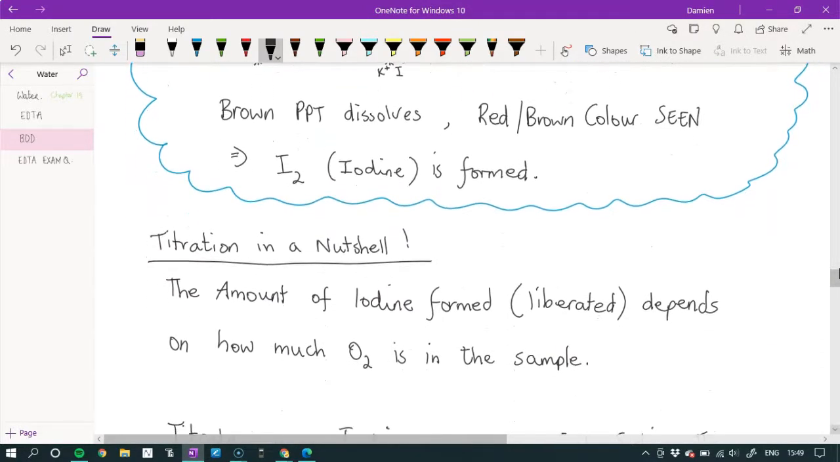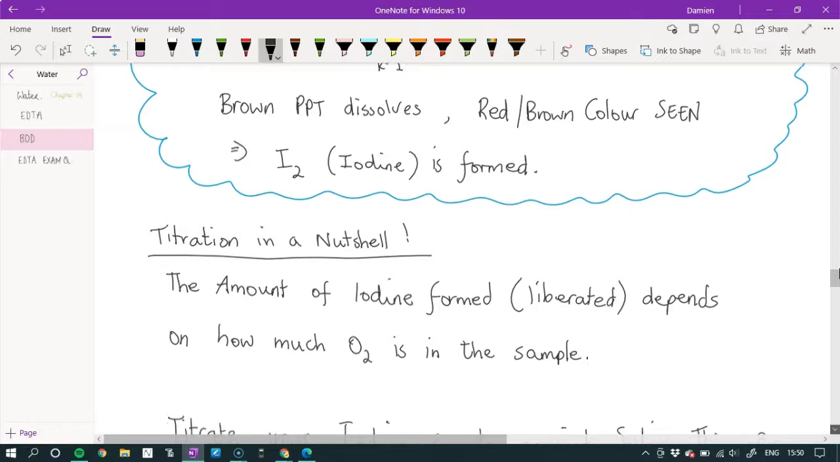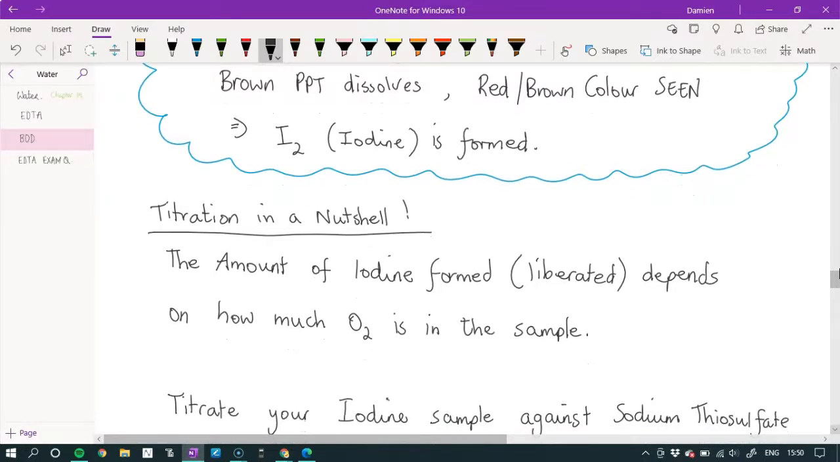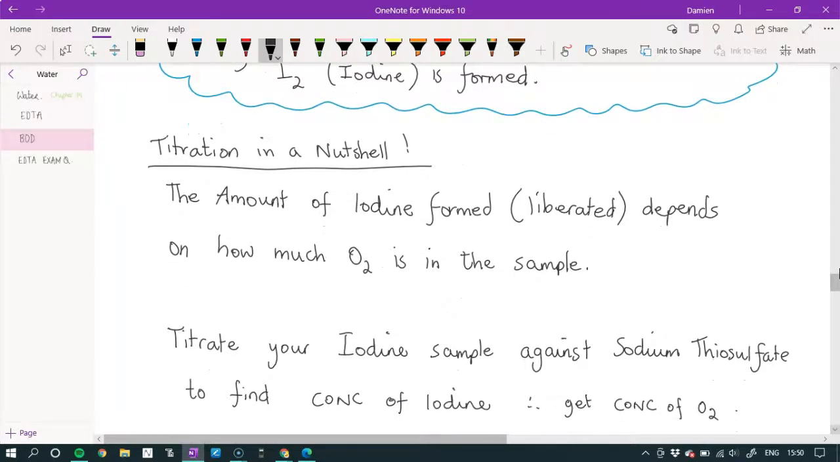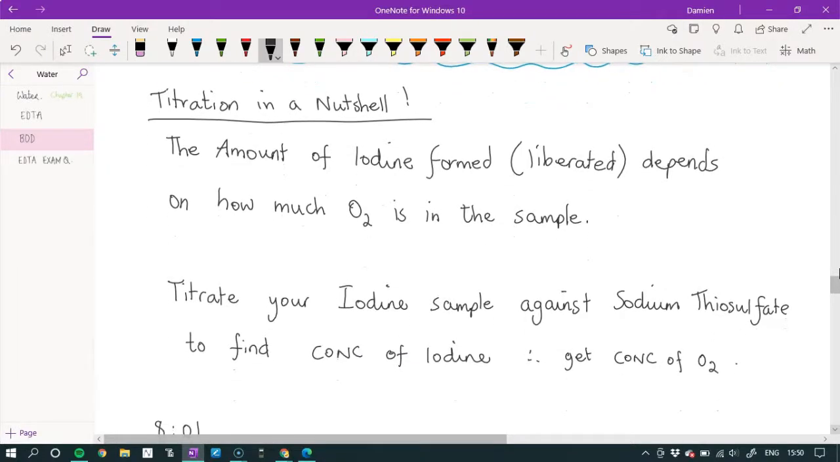So this titration in a nutshell, the amount of iodine formed, or liberated is the word we use in chemistry, depends on how much oxygen is in the sample. If you have more oxygen, you will have more iodine being formed. So it's very, very hard to do a titration of oxygen against something else, but we can do titrations of iodine. And as you've done before in the lab, you're going to titrate your iodine sample against sodium thiosulfate. When you titrate iodine against sodium thiosulfate, that will find the concentration of the iodine. And because the concentration of the iodine is directly linked to the oxygen, that means you're going to get the concentration of the oxygen.